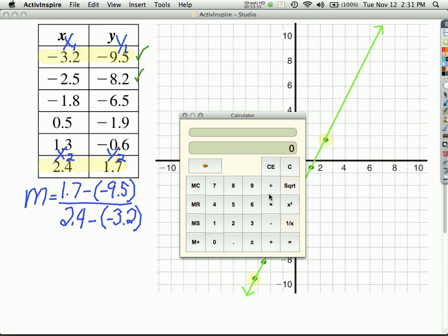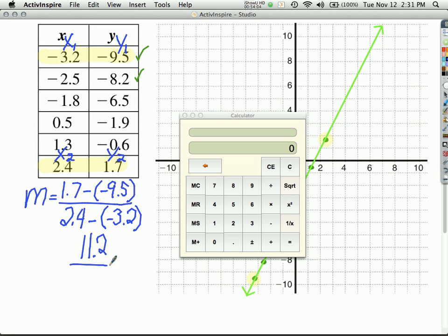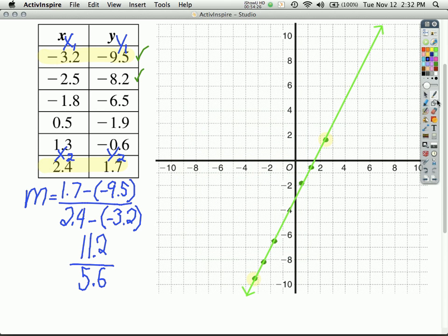So I got 11.2 on top. And on the bottom, I've got 5.6. And so 11.2 divided by 5.6. Wow, it actually came out perfect. So the slope is actually 2.